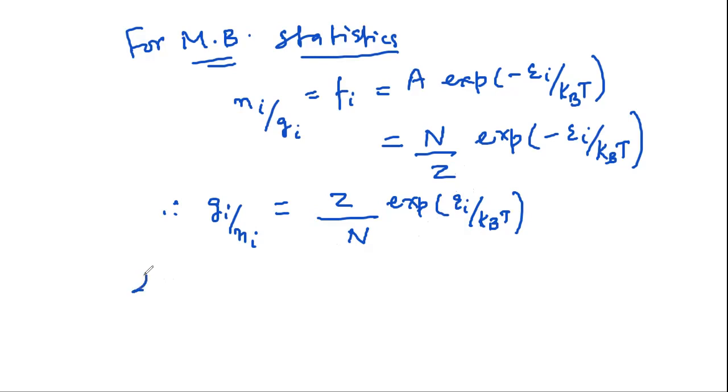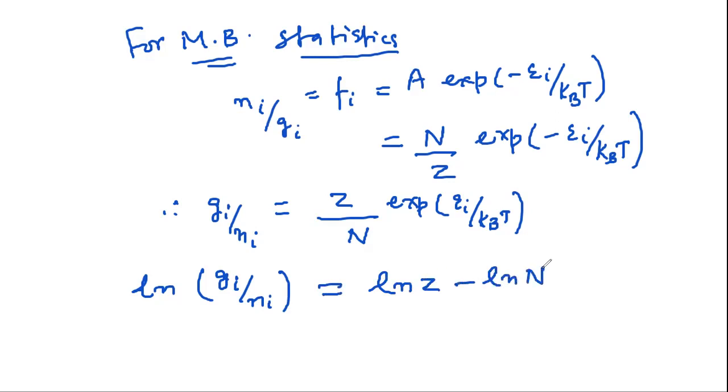So what about the ln of it? Apply the ln of g i by n i. I will write it directly: ln Z minus ln N plus epsilon i by kT.